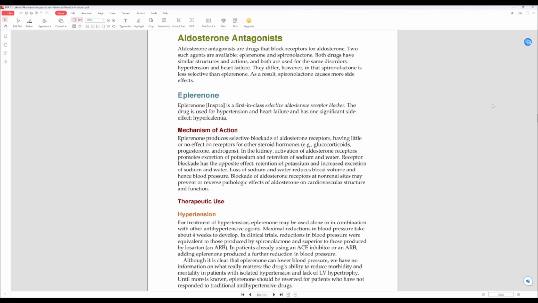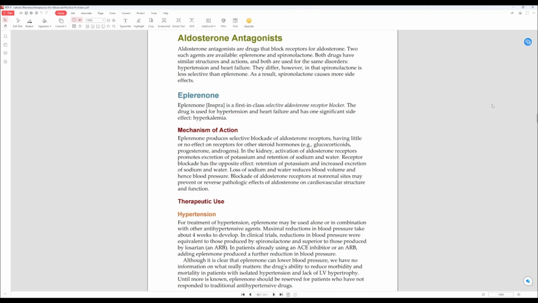In the kidney, activation of aldosterone receptors promotes the excretion of potassium and the retention of sodium and water. Receptor blockade has the opposite effect, retention of potassium and increased excretion of sodium and water.